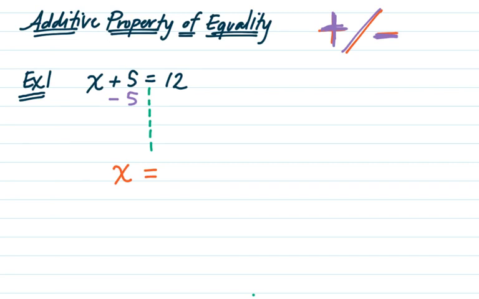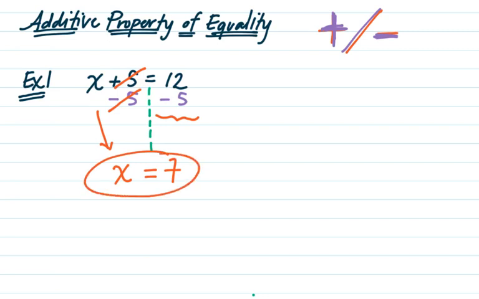But if we're going to subtract 5 from one side, we have to also subtract 5 from the other side so that they stay equal. So if you do that, plus 5 and minus 5 cancel out. You're left with just this x all alone. And here on this side, 12 minus 5 is 7. So the solution to this algebra problem is x equals 7.